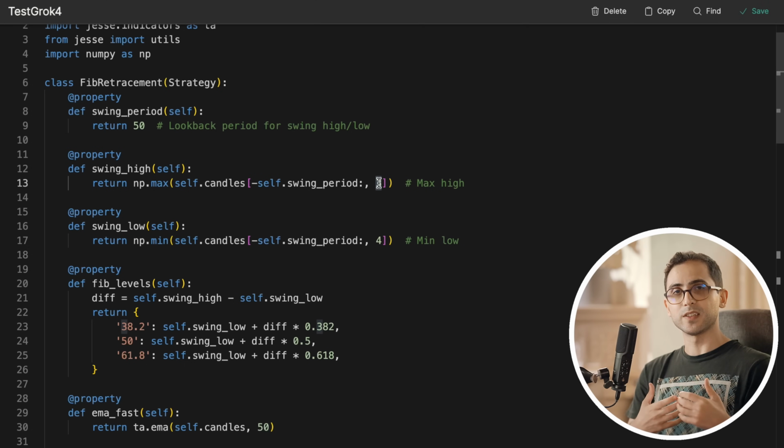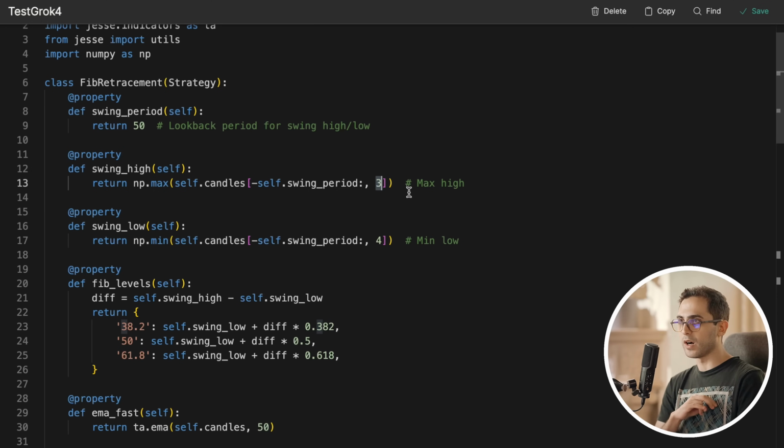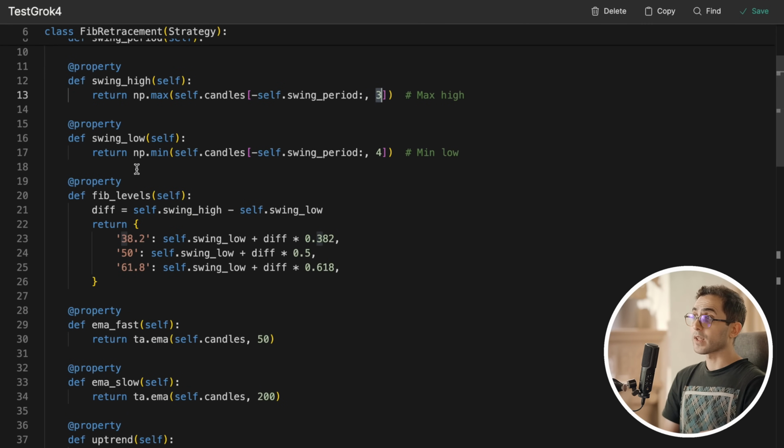Now in Jesse, the indexes of candles goes 0 for timestamp, then 1 for open, 2 for close, 3 for high, 4 for low, and 5 for volume. So 3 for high is correct, and 4 for low is also correct. Now, the fib levels, this is the important one. It's saying the diff equals swing high minus swing low, and it defined the 3 levels as swing low plus the difference multiplied by this Fibonacci number, and then this one and this one.